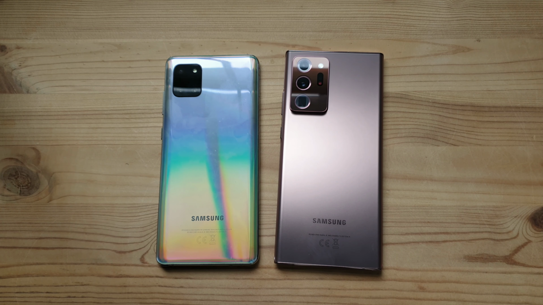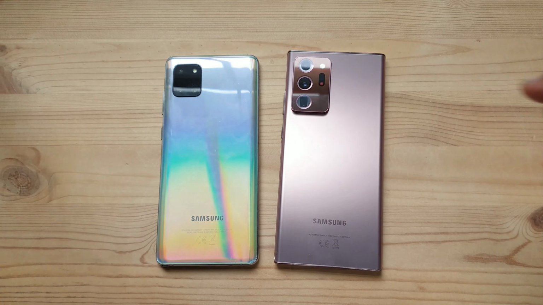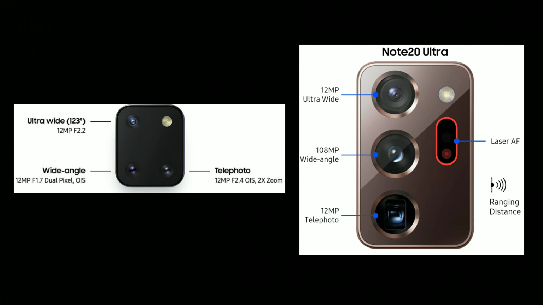Now let's get into the cameras, which is the main focus of this comparison. Both phones have a triple camera setup at the back, consisting of a main wide-angle lens, an ultra-wide-angle lens, and a telephoto lens. The Note 10 Lite has a 12 megapixel main lens, a 12 megapixel ultra-wide-angle lens, and a 12 megapixel telephoto lens with 2 times optical zoom. The selfie camera is 32 megapixel.